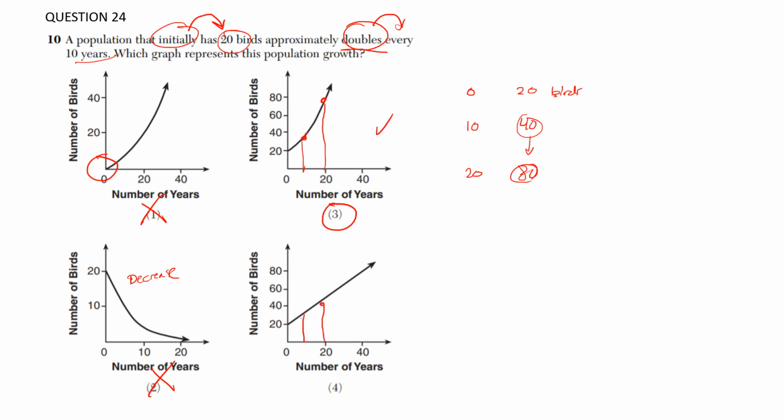And just as a tip, when something's doubling every some amount of years, it should scream out to you exponential growth, and that's this type of graph that you see in choice number 3.